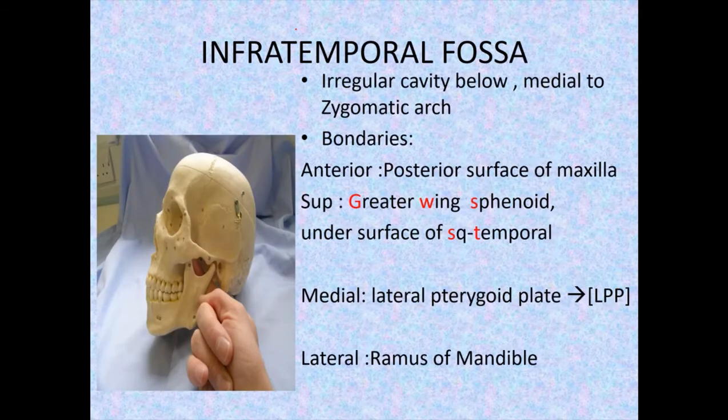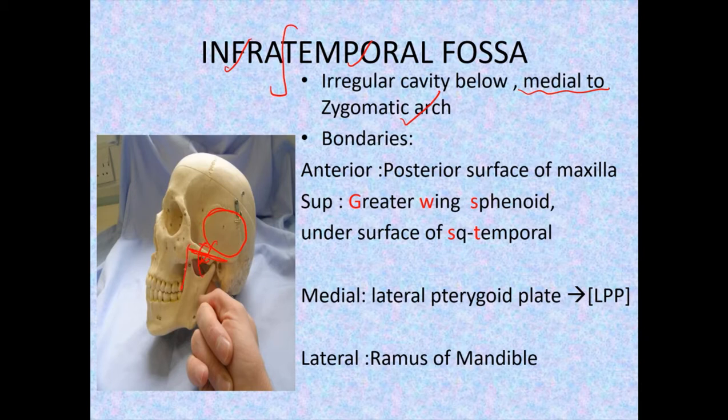Next, you should know the infratemporal fossa. Infra is below, temporal fossa is the temporal region. So this is the temporal region, and then this is the infratemporal fossa. It is an irregular cavity. It is medial to the zygomatic arch. So this is the zygomatic arch, and it is medial to this one.